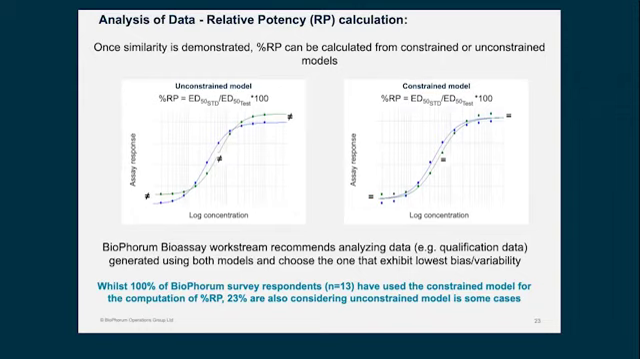that slide illustrates that once the similarity is demonstrated, you can compute the relative potency as the ratio of ED50. And here you have two possibilities. Either using the ED50 ratio from the unconstrained model, so the untransformed data, or using the ED50 ratio calculated from the model where the slope and asymptotes have been constrained to be similar.